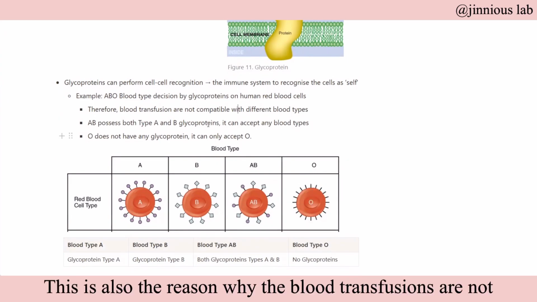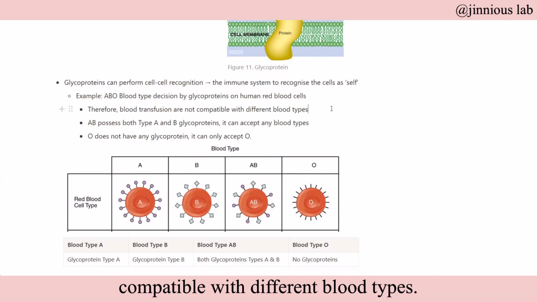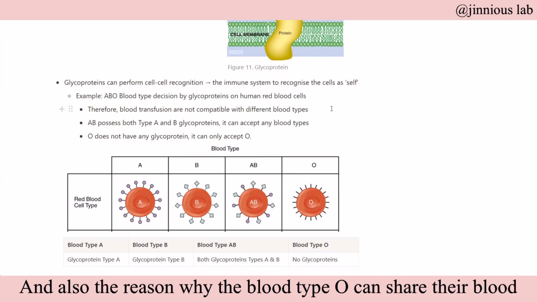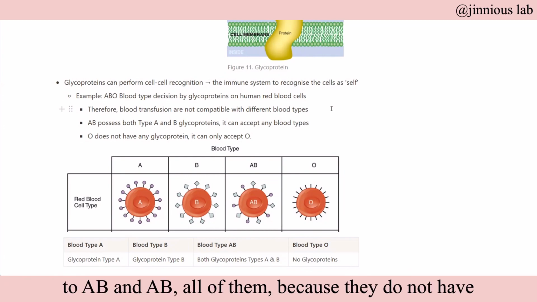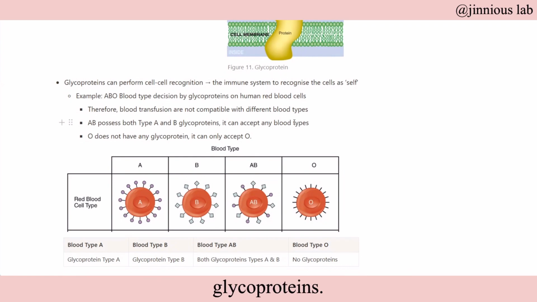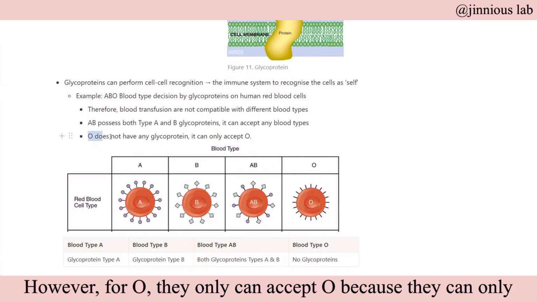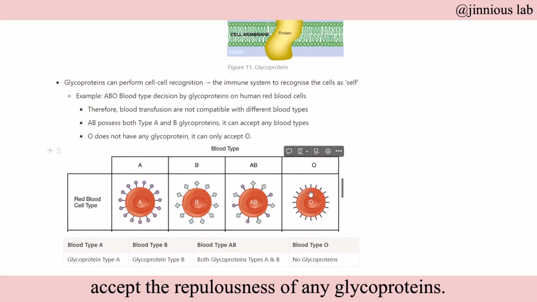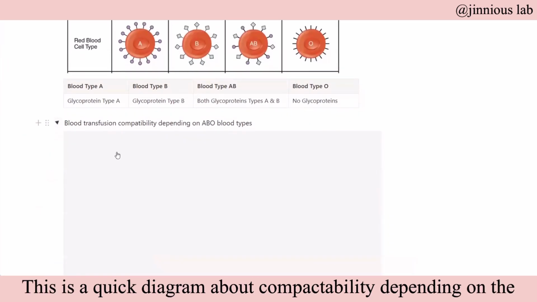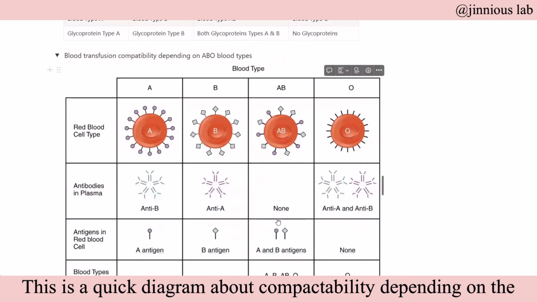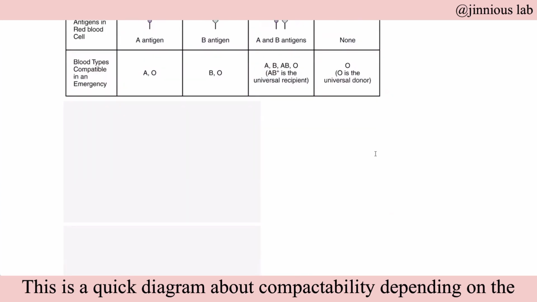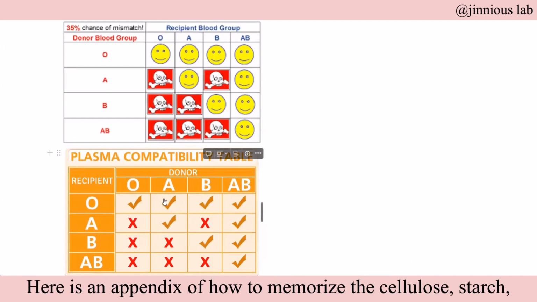This is also the reason why blood transfusions are not compatible with different blood types, and also the reason why blood type O can donate blood to AB and all the others, because they do not have glycoproteins. However, O can only accept O because they can only accept red blood cells without any glycoproteins. This is a quick diagram about compatibility depending on the ABO blood types here.